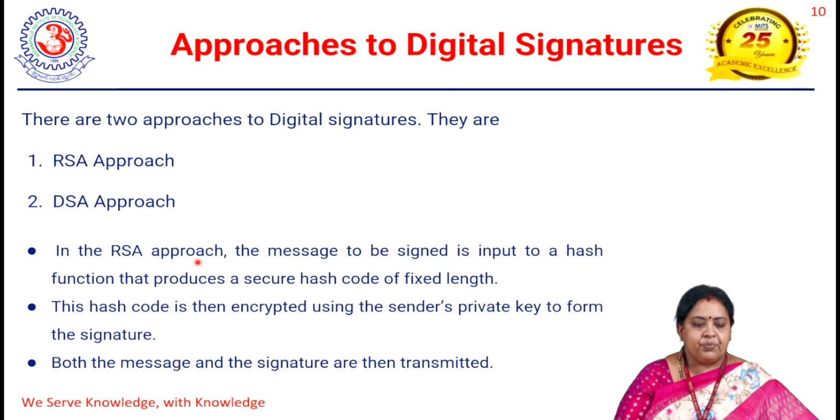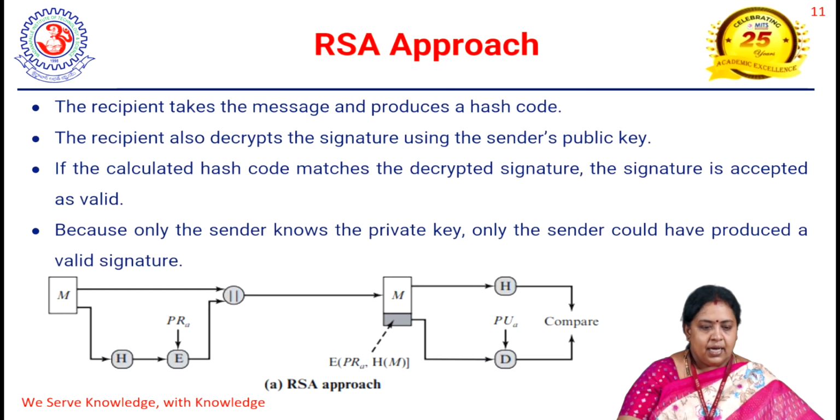So in the RSA approach, what happens? The message to be signed is input to a hash function that produces a secure hash code of fixed length. The hash code is then encrypted using the sender's private key to form the signature. Both the message and signature are then transmitted. That we call the RSA, Rivest-Shamir-Adleman approach. The message is given to the hash function that produces a hash code. Later, this hash code is encrypted using the sender's private key, and then the message and signature are transmitted. That is the simple RSA approach.